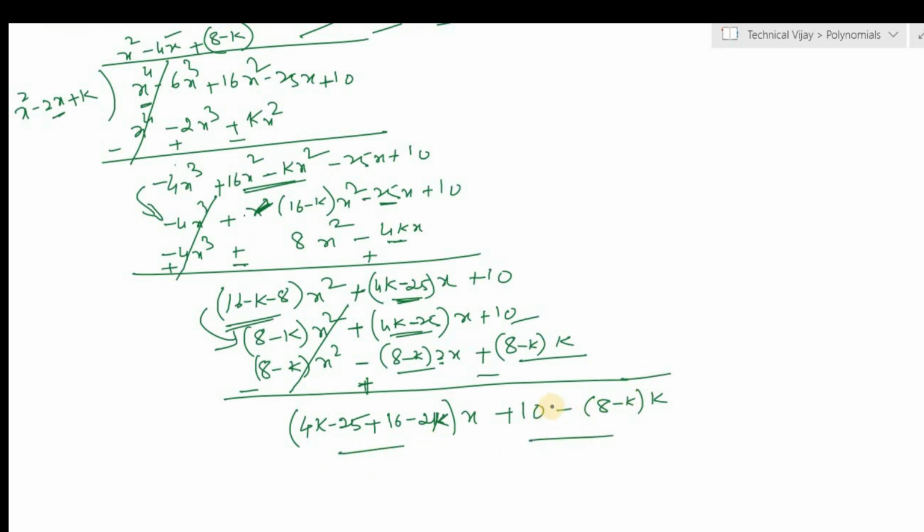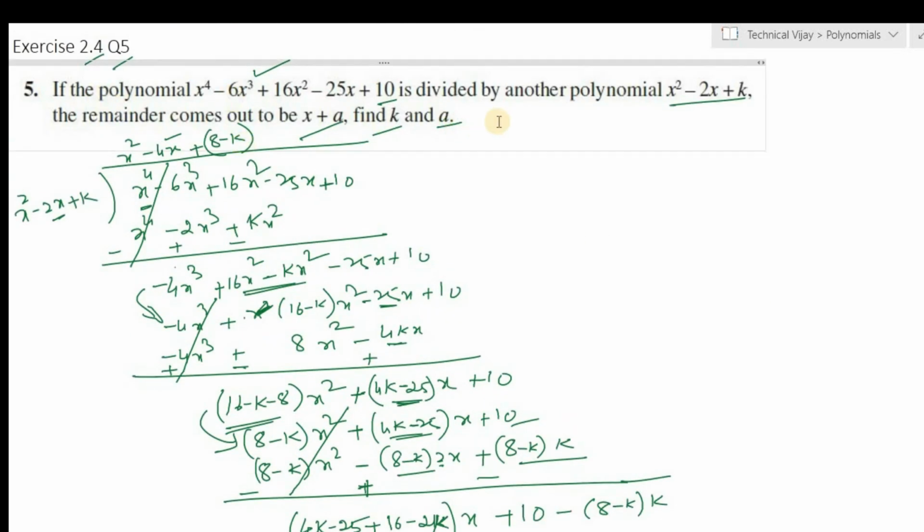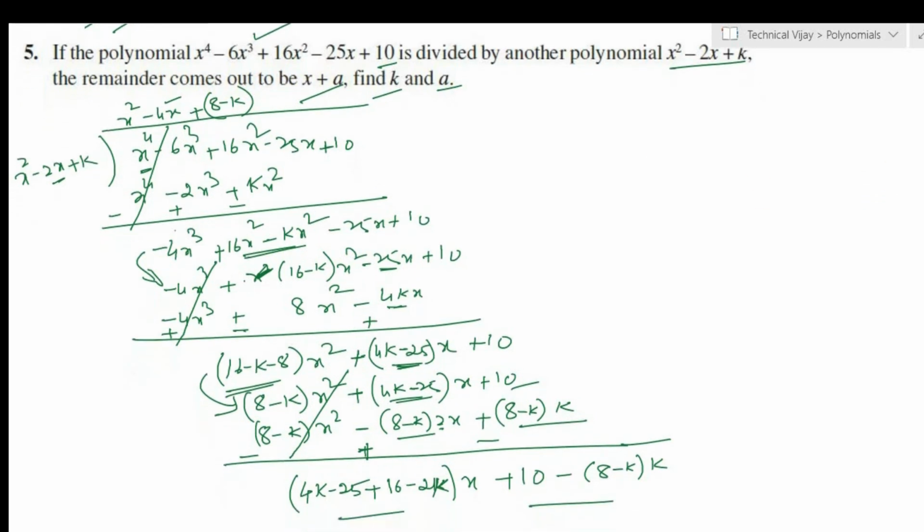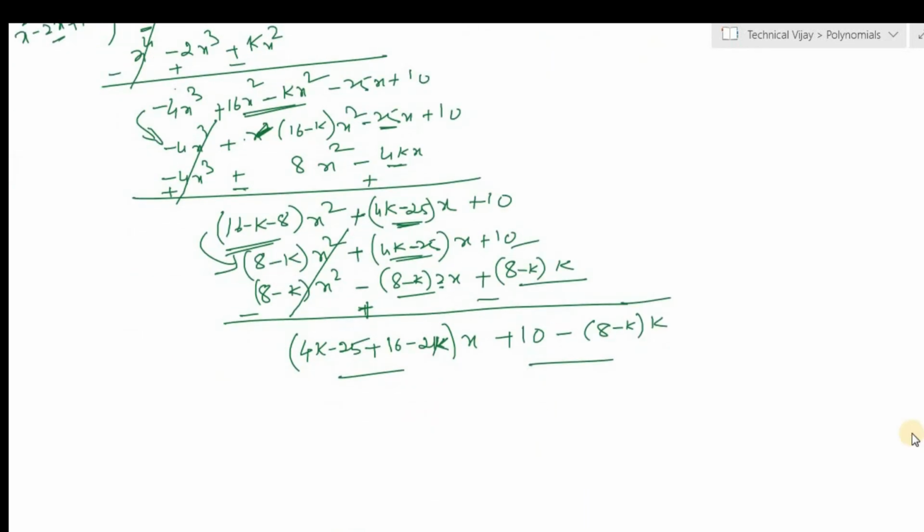What has he given? He has given that the remainder comes out to be x plus a. So the remainder we have to equate to x plus a. This is the remainder. We have to equate it to x plus a. So the x coefficient is 1, and this is the constant, so this total value is equal to 1.